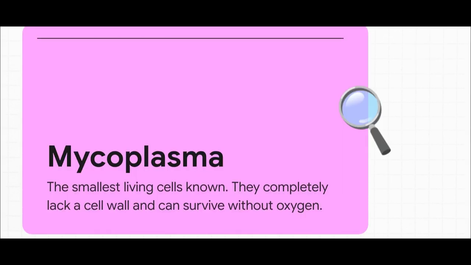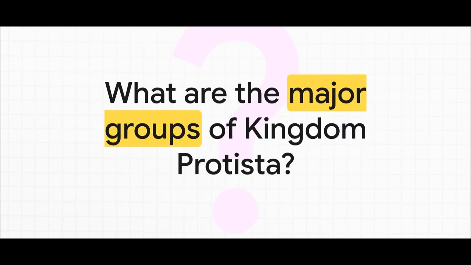Now, in the Monera kingdom, there's another superstar, mycoplasma. This one is an exam favorite. Why? Because these are the smallest living cells known, they have absolutely no cell wall, and they can even survive without oxygen. They're also called the jokers of the plant kingdom, because without a cell wall, they don't have a fixed shape. After Monera, we get to Protista, which includes all the single-celled eukaryotes.